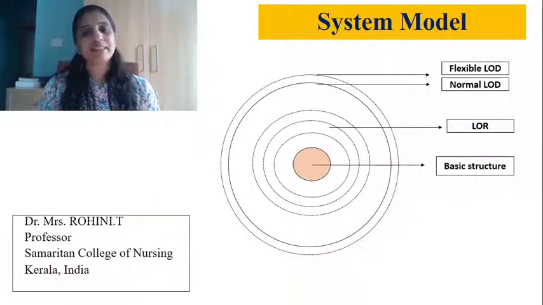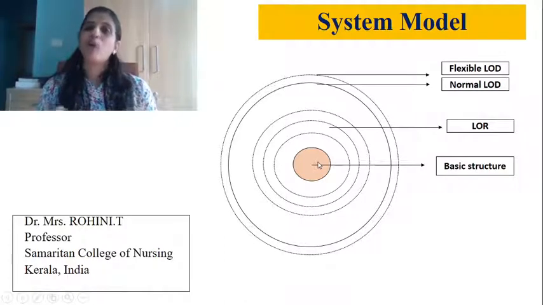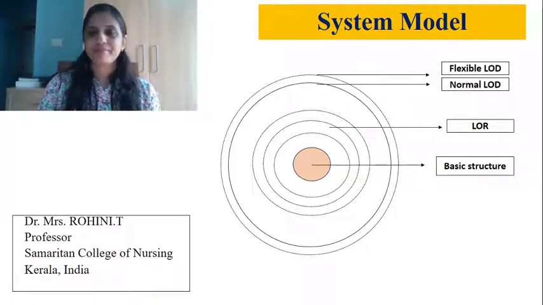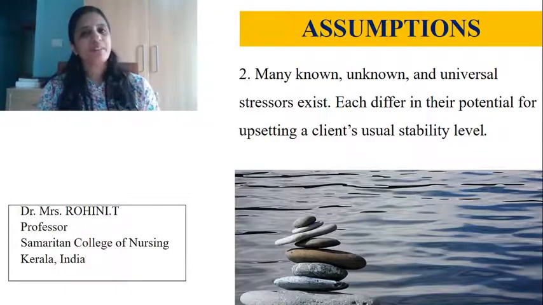So remember, the first assumption you have to write in Betty Neuman, according to the picture, is the center one, that is the basic structure. So what will you write? You will just write that each client or client system has its own set of unique characteristics, its own set of unique factors, and its own set of unique responses. That is because we have certain things contained within the basic structure. So that is the first assumption. The key word is: basic structure is unique. With this, we move on to the second assumption.